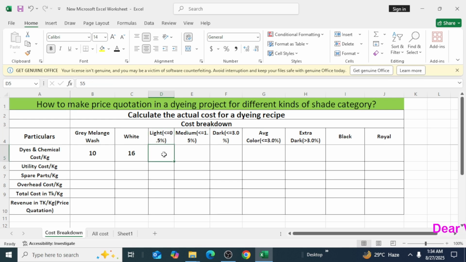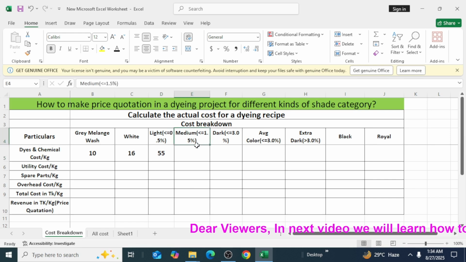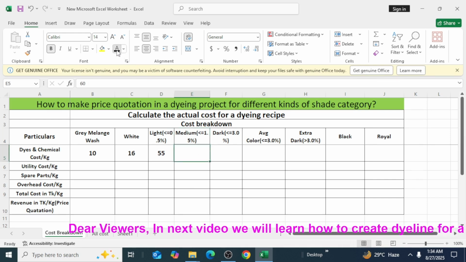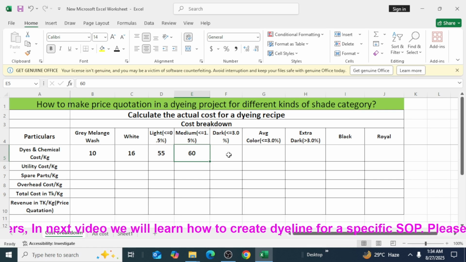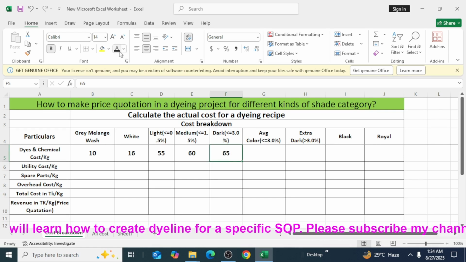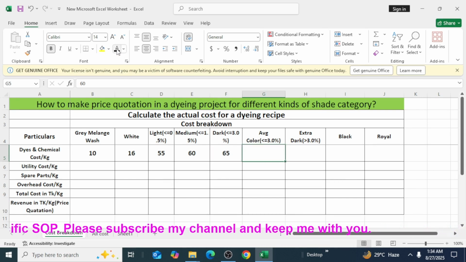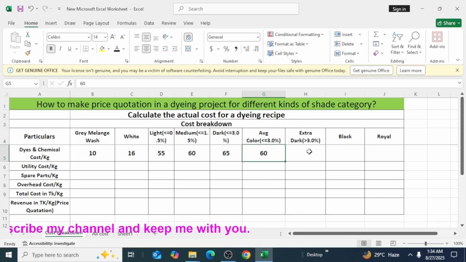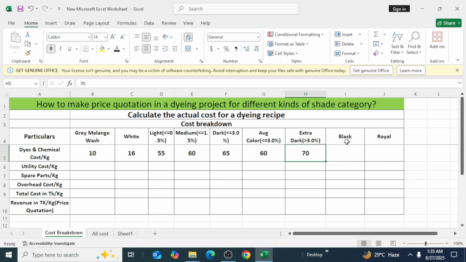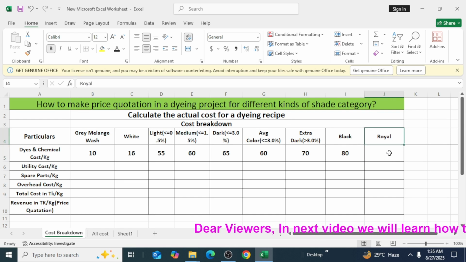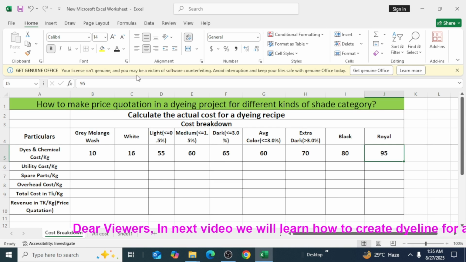for light color dyes chemical cost is 55 taka, for medium color dyes chemical cost is 60 taka, for dark color dyes chemical cost is 65 taka, for average color let dyes chemical cost is 60 taka, for extra dark color let dyes chemical cost is 70 taka, for black color let dyes chemical cost is 80 taka, for royal color let dyes chemical cost is 95 taka.